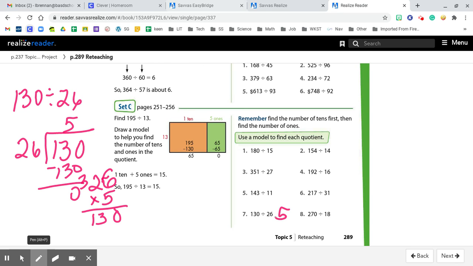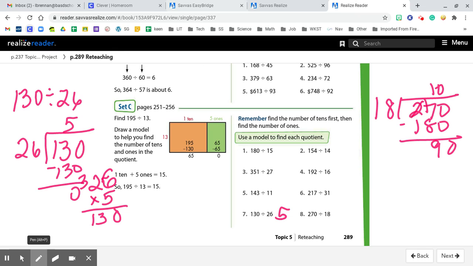And the last one, 270 divided by 18. This one I can do the 10. And 18 goes into 90. 18 times 10 is 180. 90 is half that. So I'm going to do half of 10. And it's exactly 90. A 0 there. Put my 5 on top, not next to it. So we combine these two together and we have 15.